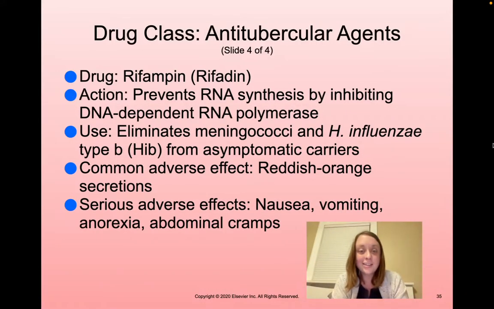Our next and last anti-TB drug is rifampin or Rifadin. This works by preventing RNA synthesis by inhibiting DNA-dependent RNA polymerase. It eliminates meningococci and H. influenzae type B, Hib, from asymptomatic carriers. Some common adverse effects to look for with this one are reddish orange secretions. So we're talking from tear ducts, we're talking sweat, urine. It can even stain contact lenses because of this discoloration. Then there's serious adverse effects that include nausea, vomiting, anorexia, and abdominal cramps.